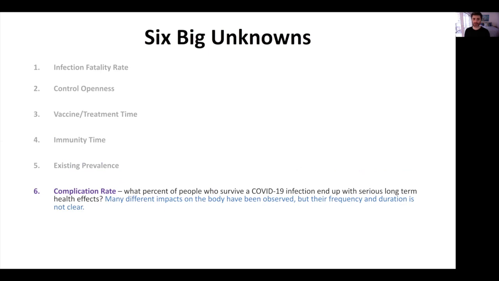Finally, the sixth big unknown is the complication rate. So what percentage of people who survive a COVID-19 infection end up with serious long-term health effects? Now, this might depend on the severity of the infection as well. And we've seen already many different impacts on the body from those who've had COVID-19, but the frequency of the different impacts and how long they stay with the body, how long you might have chronic conditions for that are caused by the virus, are still unknown.